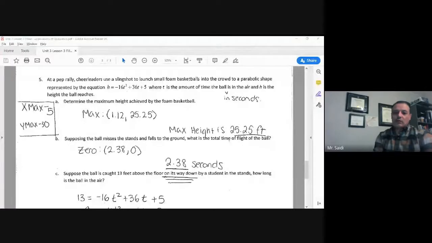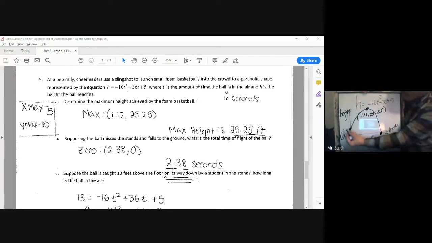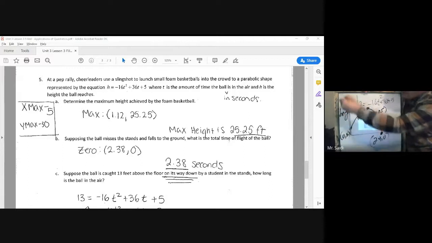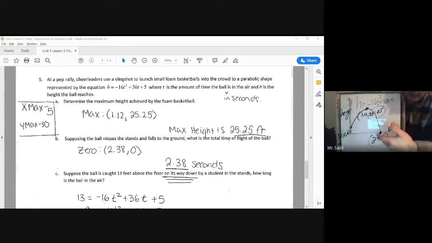the first question says, determine the maximum height that is achieved by the foam basketball. The maximum height means the highest point it went on the y-axis, and that would be my vertex. I need the y number, so the y number would be 25.25 feet. That's how I would get that, because the vertex gives me that. So the maximum height achieved by the basketball is 25.25 feet.